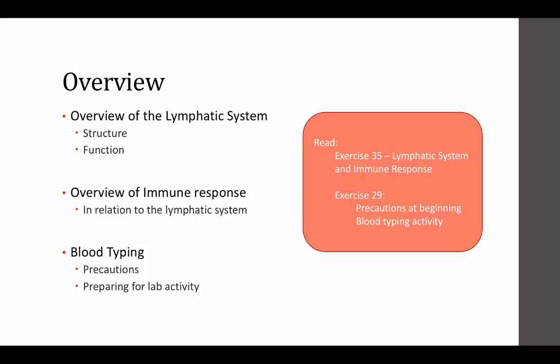That brings me to reading. So what do you need to do? Exercise 35, the lymphatic system and immune response chapter, you need to read that in your lab manual. Then also in your lab manual, exercise 29, blood, you don't need to read the entire chapter, but you absolutely need to read the precautions at the beginning of that chapter, and you need to read the activity about blood typing.